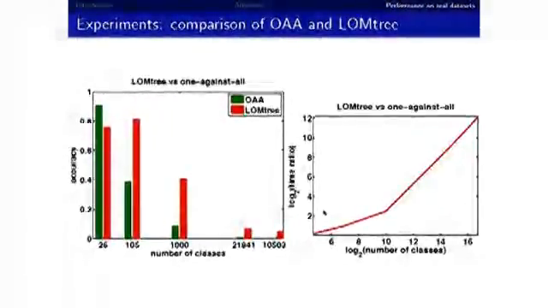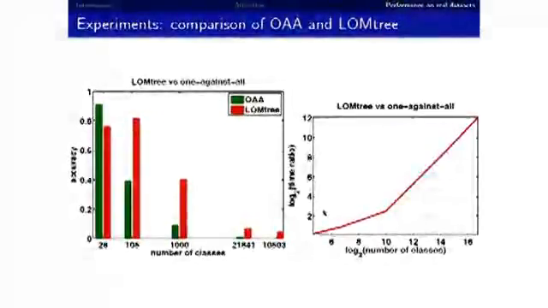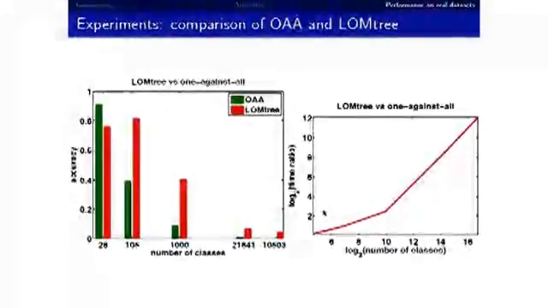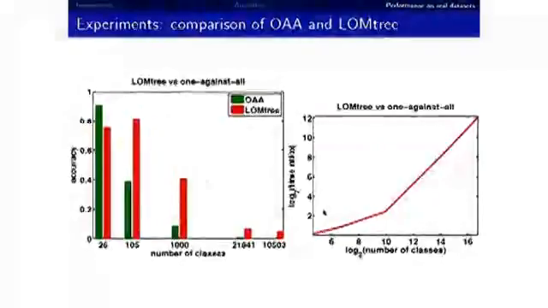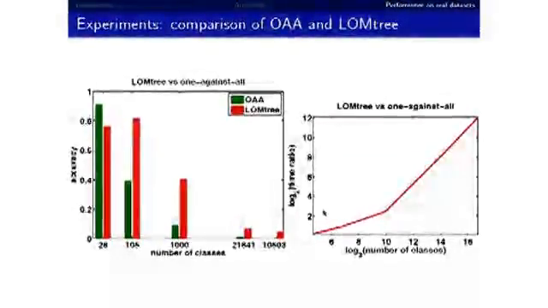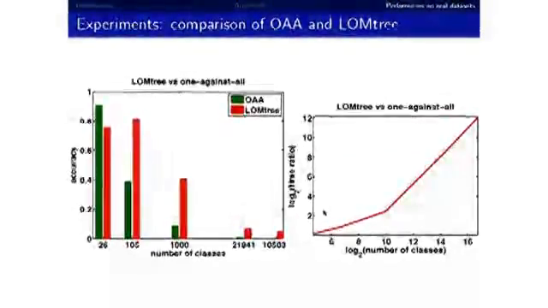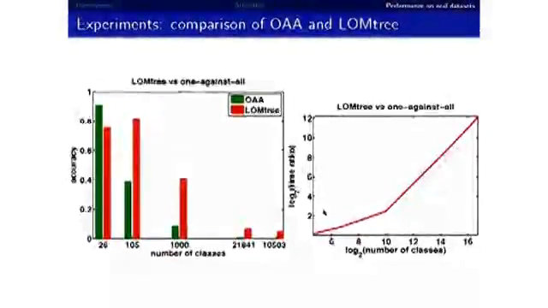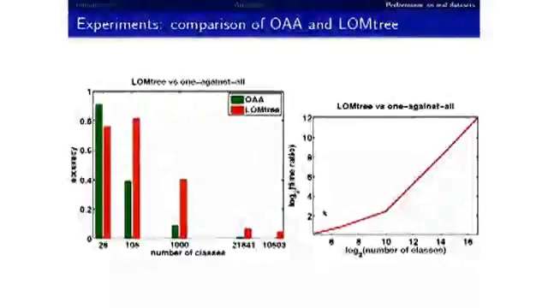On the right plot, we are showing, on a logarithmic scale, the ratio of the per example test time for one against all and the LOMtree. The plot captures a nearly linear dependence and empirically confirms the logarithmic running time of our approach. So to give you an example, on the full ImageNet dataset, our algorithm performs predictions in about half a millisecond.